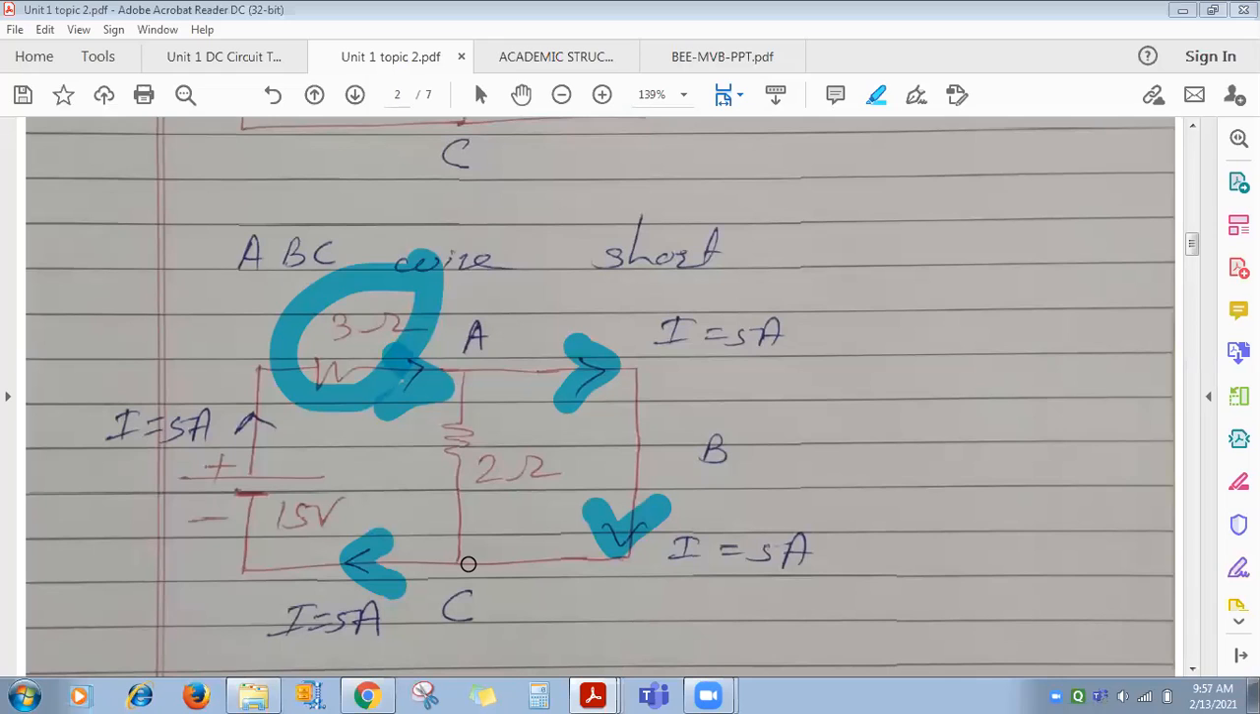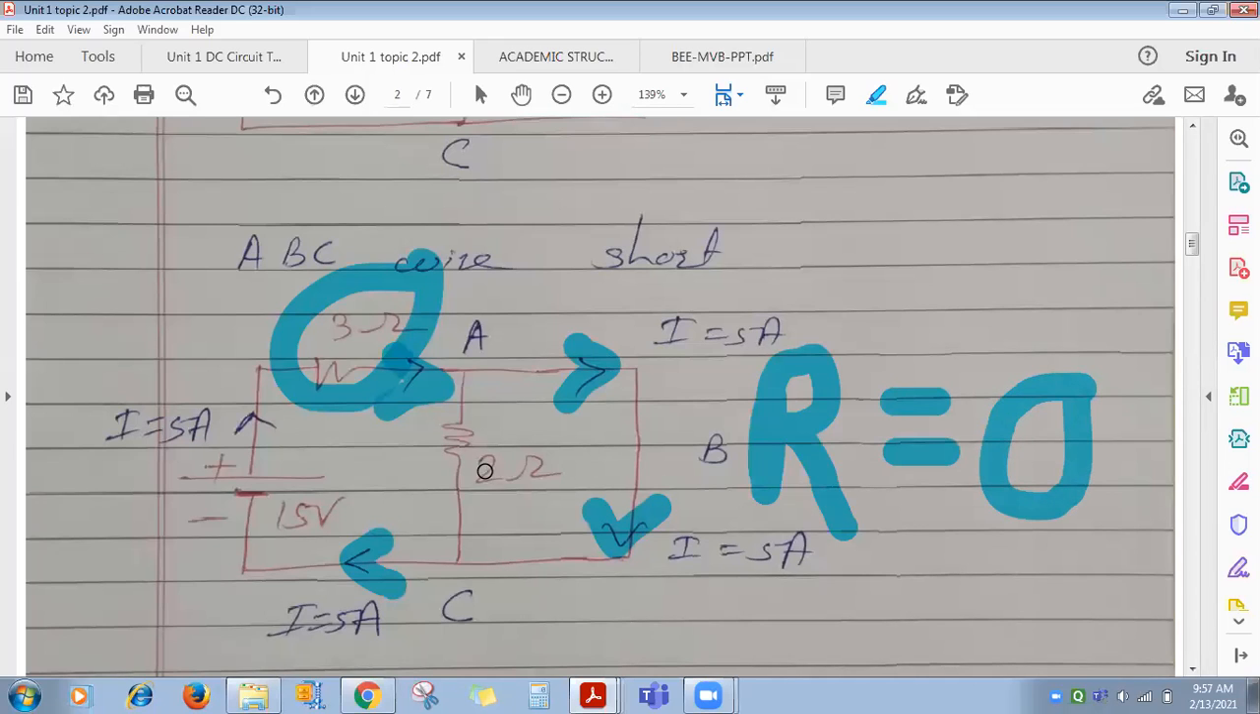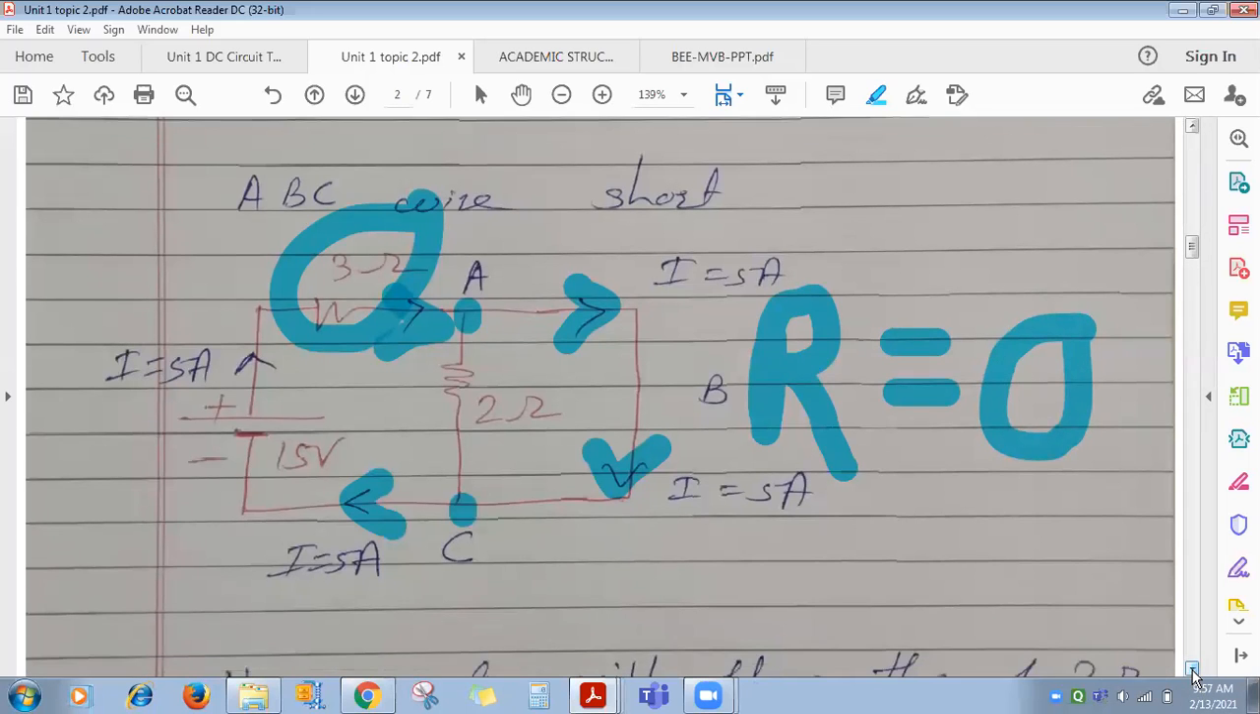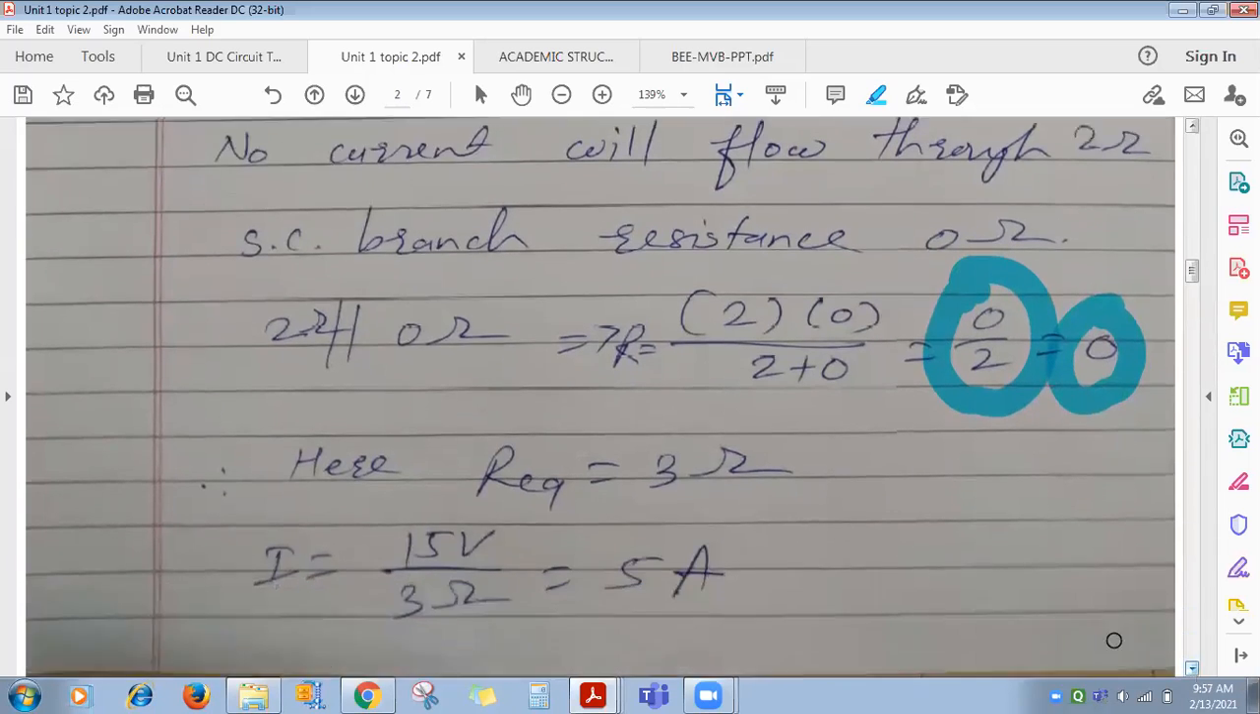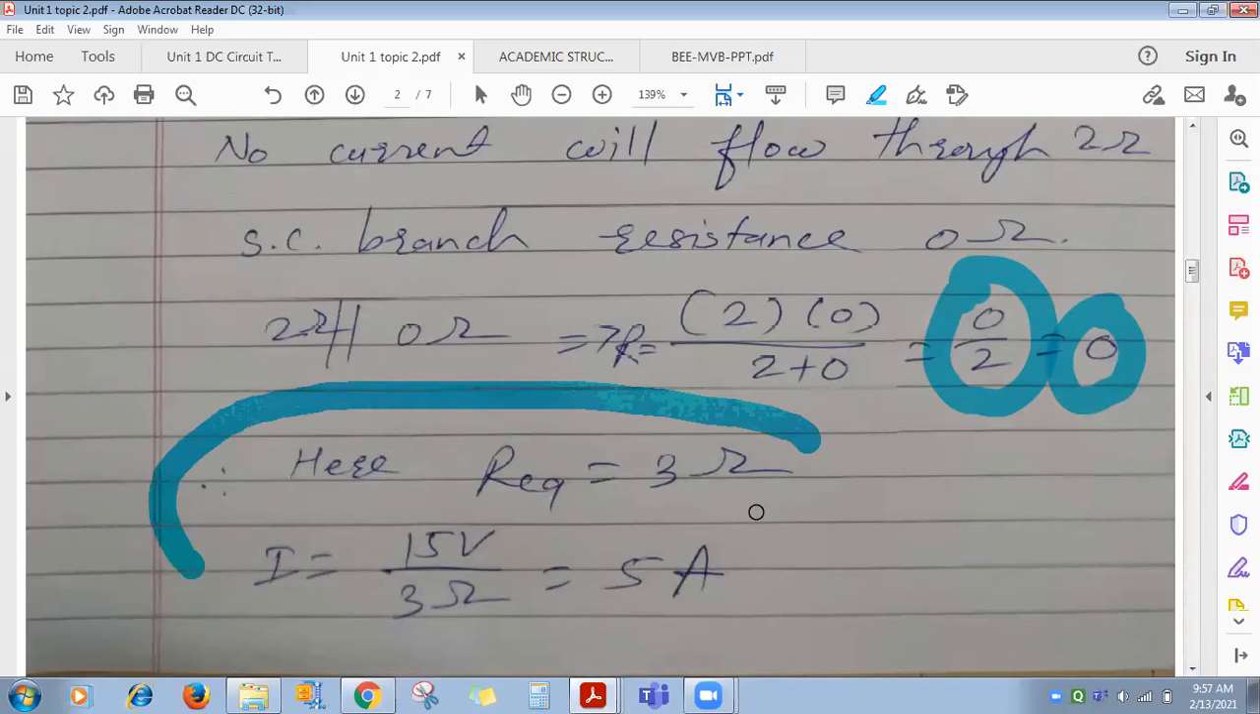Clear? So what does short circuit mean? Whenever it's a short circuit, resistance is zero. So 2 ohm and 0 ohm: how are they connected? They are in parallel. So 2 into 0 divided by 2 plus 0. What will it be? 0 divided by anything is zero. Got it? So R equivalent is 3 ohm, and the current flowing through the circuit is 5 ampere.